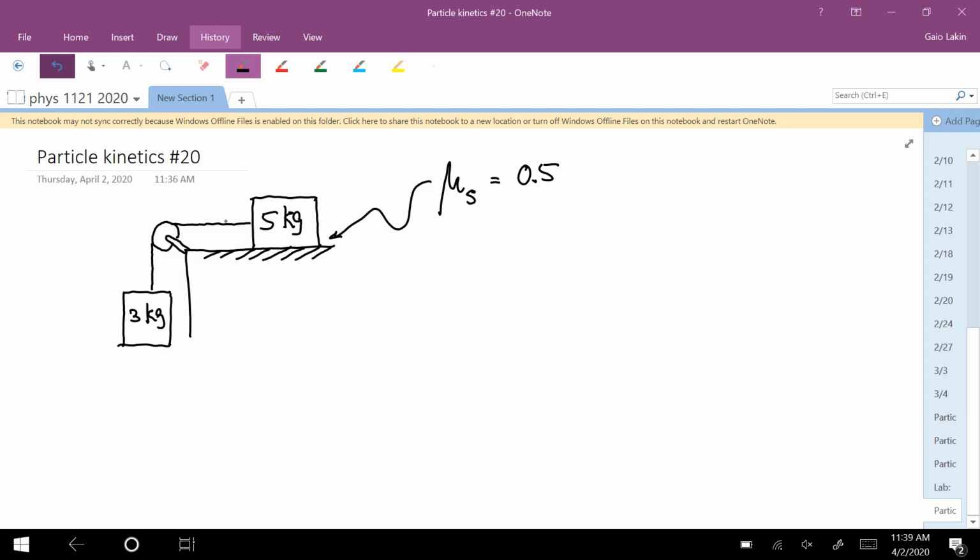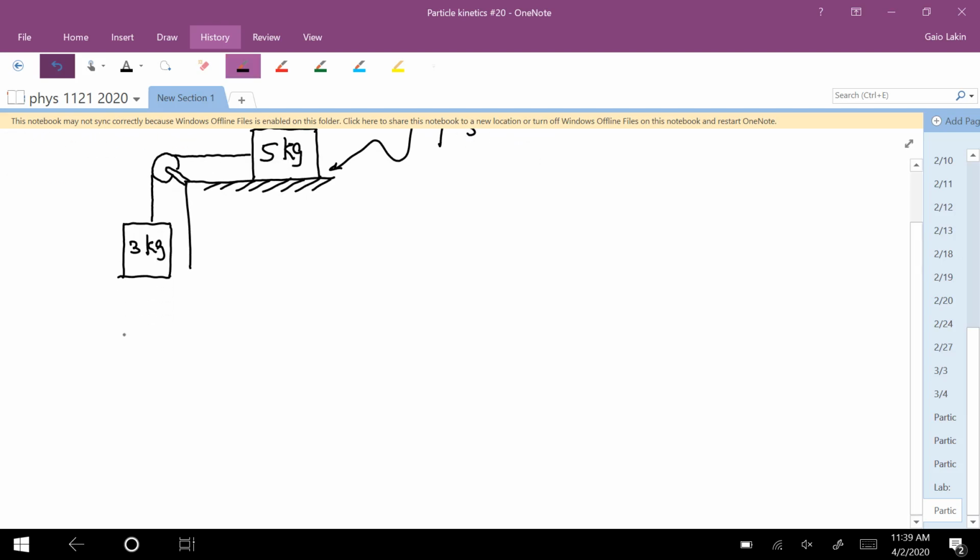Okay, let's go through it. Like always with problems like this, we're going to start with free body diagrams of the two bodies. It doesn't matter which one you do first, but I'm going to start with the 3 because in this case, it turns out we're going to be able to solve something just from the 3 by itself. So the 3 kilogram mass has a weight force of 3 times 9.81, and a pulling force from the cable.